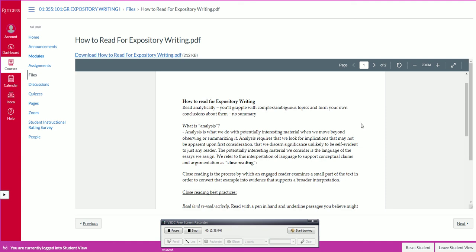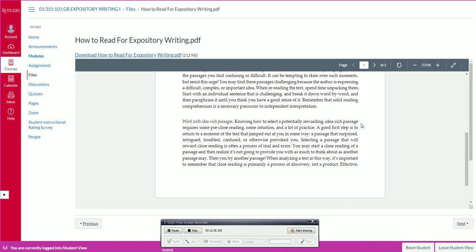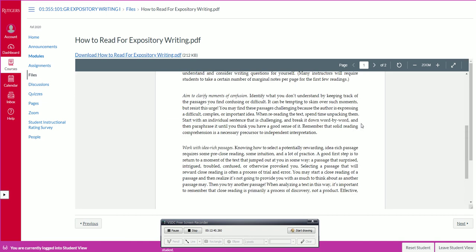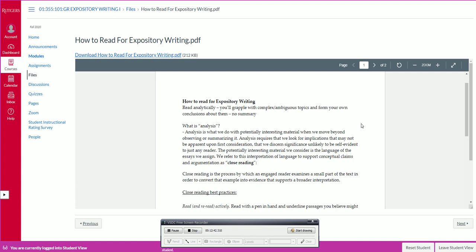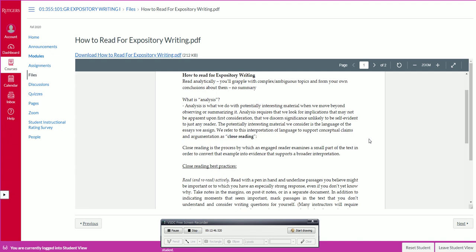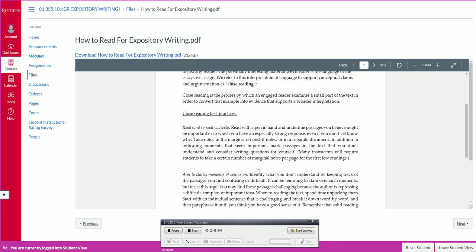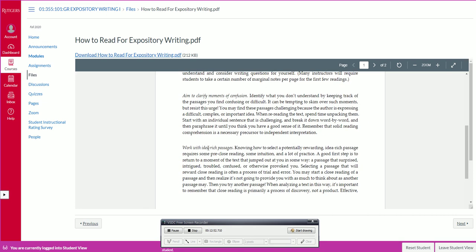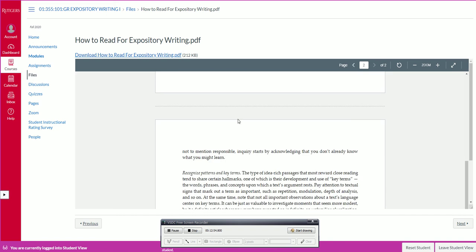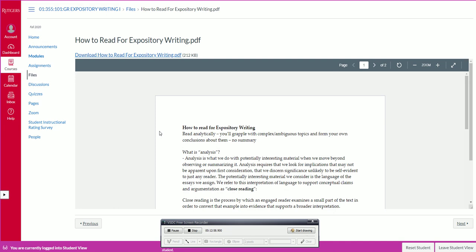So I won't go over this right now, but you can take a look at this. It just tells you what close reading is. That's an important term in the class, right? And it tells you certain ways that you might try to do close reading. Read and reread, clarify moments of confusion. Okay, so this could be helpful if you're feeling like the reading is overly dense and hard to grapple with. This little guide might help you. Okay.